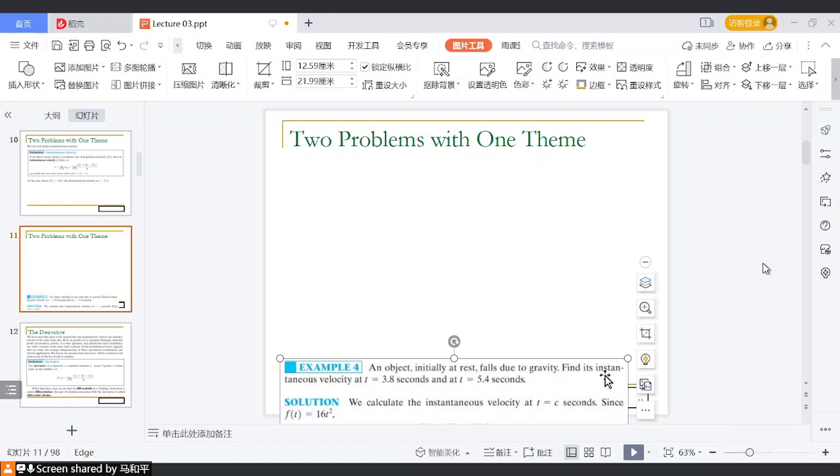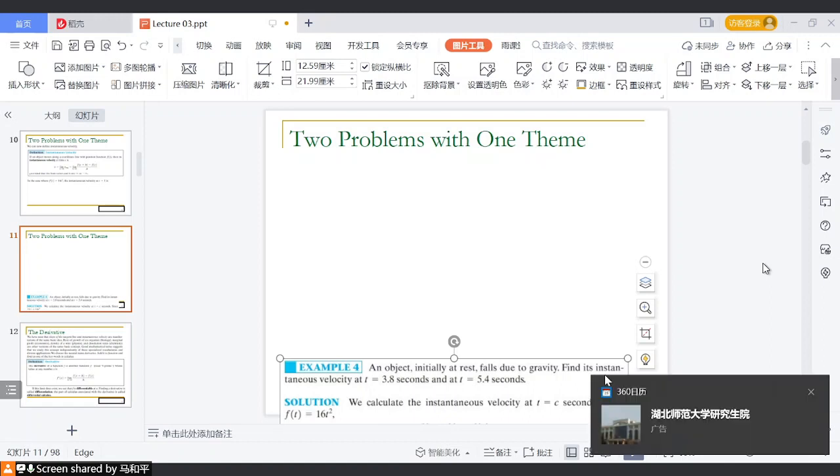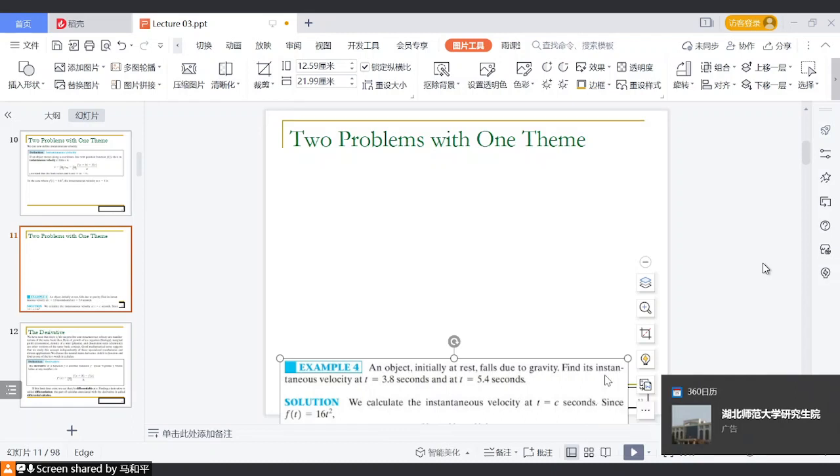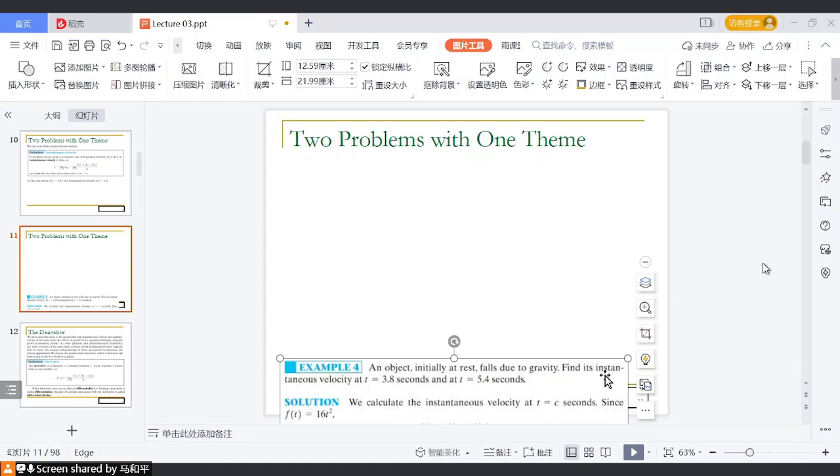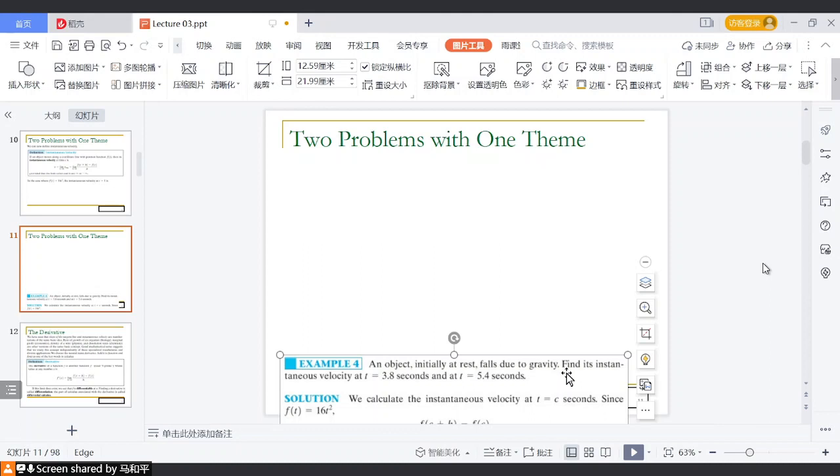This is your procedure. f(t) is 16t squared. f(t) is 16t squared. That's at this point only 0.8. t is 3.8.